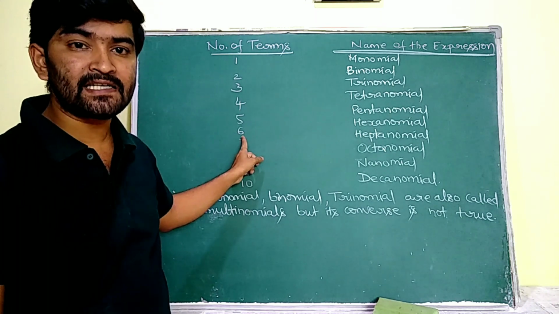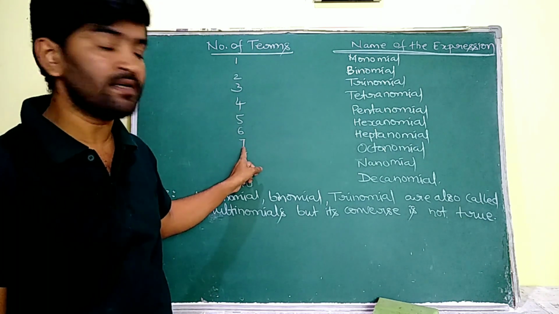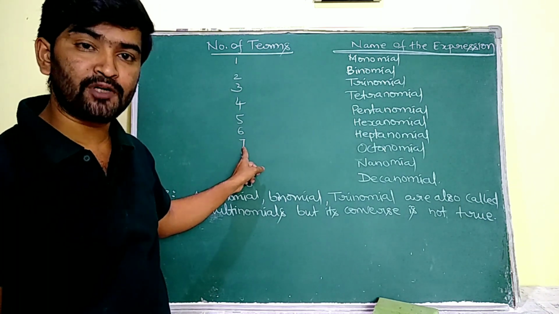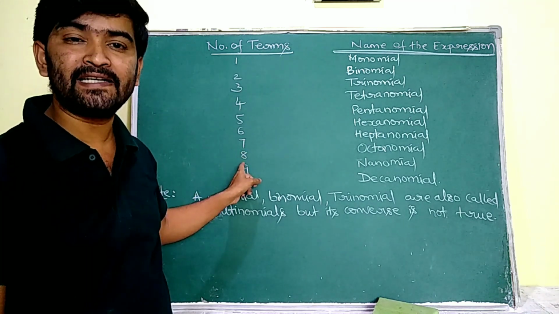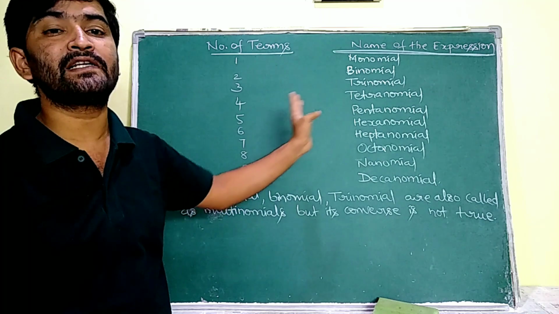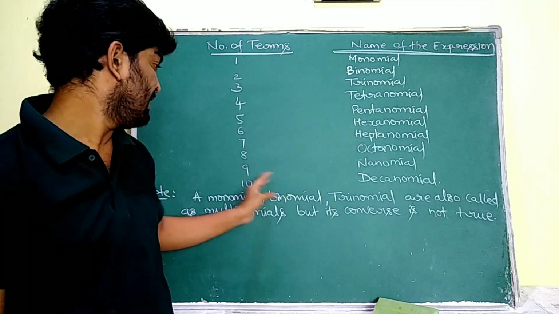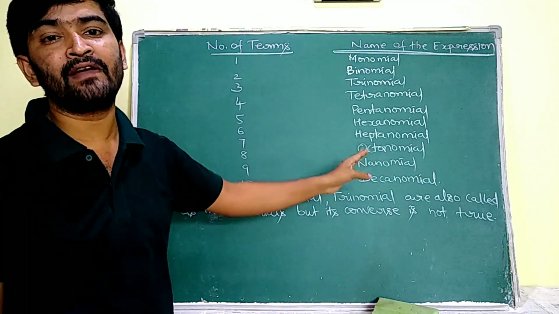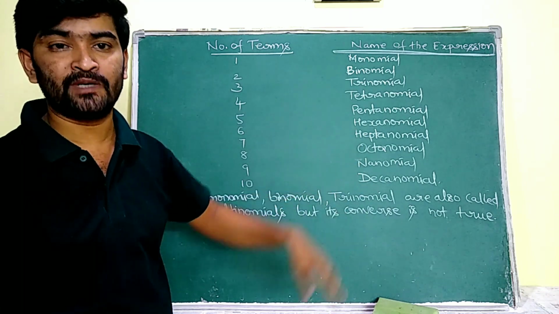If it has 6 terms, it is a hexanomial. If it has 7 terms, then it is a heptanomial. If it has 8 terms, then it is known as an octanomial. If it has 9 terms, then it is known as a nonanomial. And if it has 10 terms, then it is known as a decanomial.